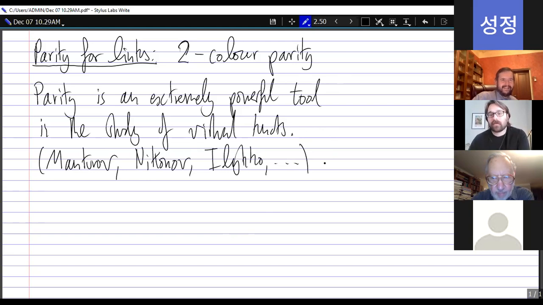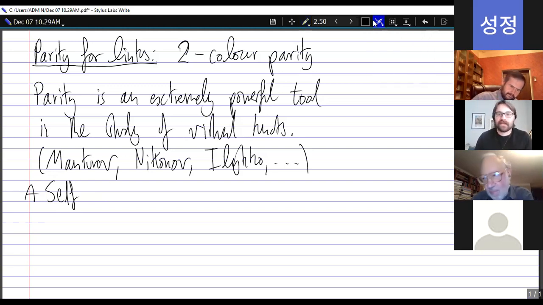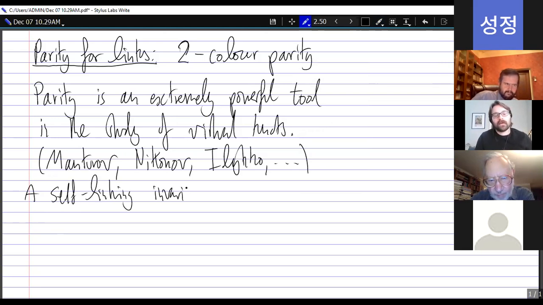Yes, that's a great point. Yeah. So if I remember correctly, I think you're referring to the paper called self-indexing. No. Maybe I can't remember the title of that. Self-linking invariant. Yes. Thank you. Yes, that's the one. So a self-linking invariant of virtual knots, where Kauffman defines the odd writhe.